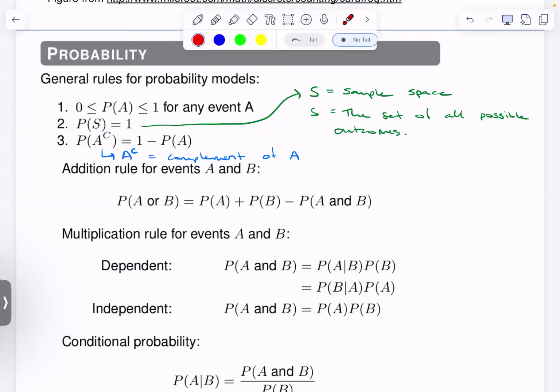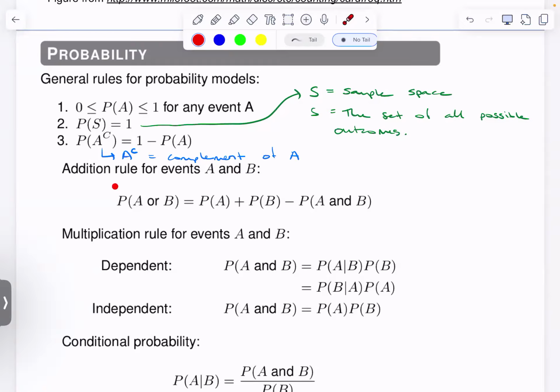In fact, it's everything in the sample space that's not A. If we think about rolling a die, the complement of rolling a 6 is anything but a 6. That could be a 1 or a 2 or a 3 or a 4 or a 5, or more simply, 1 minus the probability of rolling a 6. We'll see those again. I just want to introduce them in the order that they appear on our formula sheet for now.